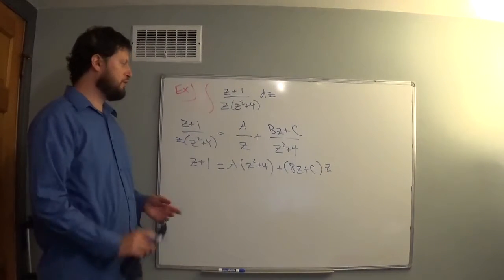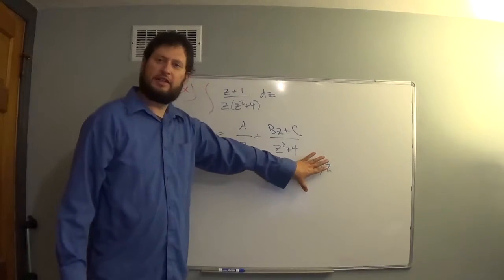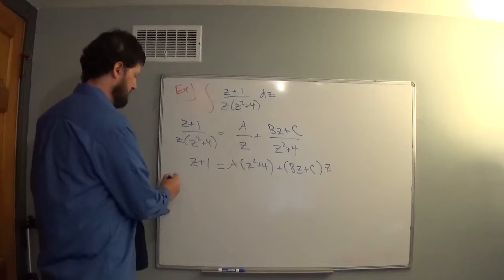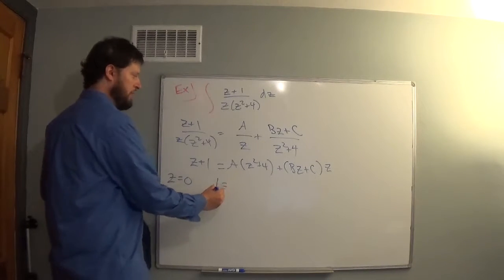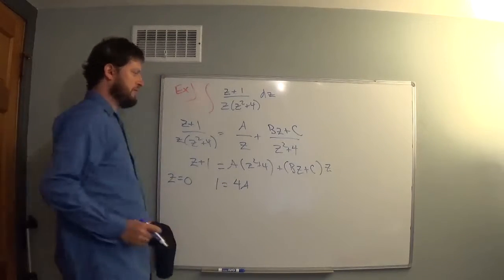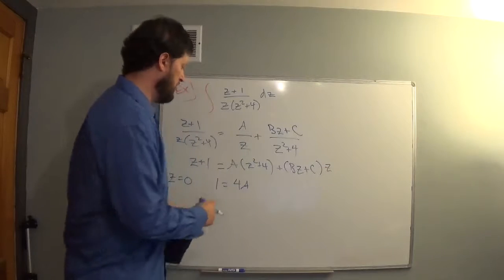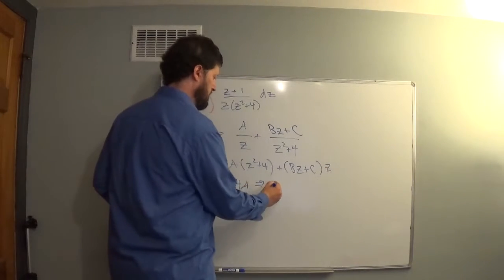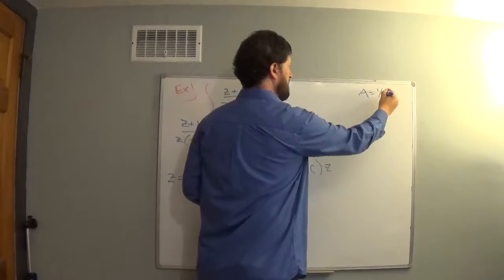We choose good values for the variable z. z equals 0 will be nice because it will make that entire thing go away. If I let z equal 0, I get 1 is equal to 4a plus 0. This is 0, and this is 0, so that a is 1/4. Let me write that up there and save it.